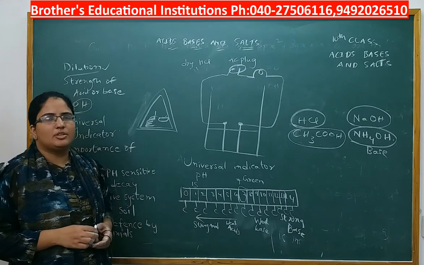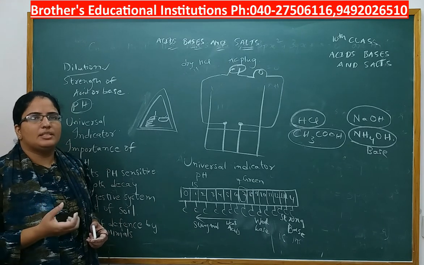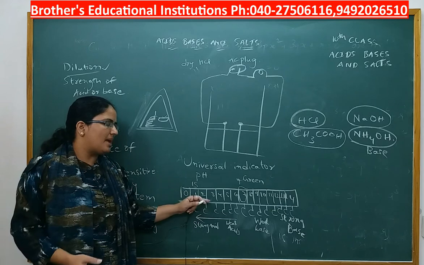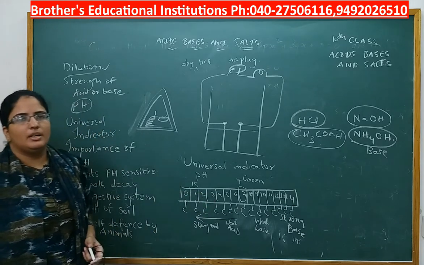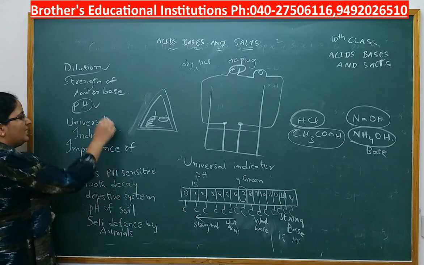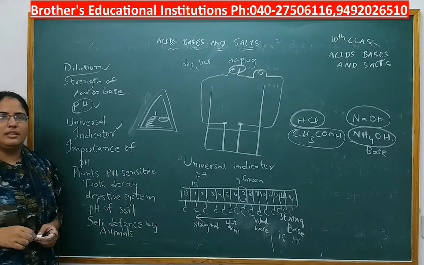How to test the pH of the solution? Mix it with the universal indicator. It shows some color. Try to match the color with the number. Then you will get the pH of the given material. So that's about pH and universal indicator. How pH is important, we shall discuss in the next class.